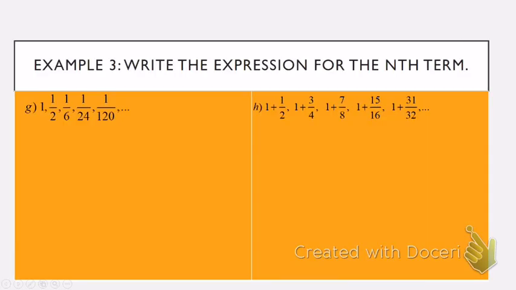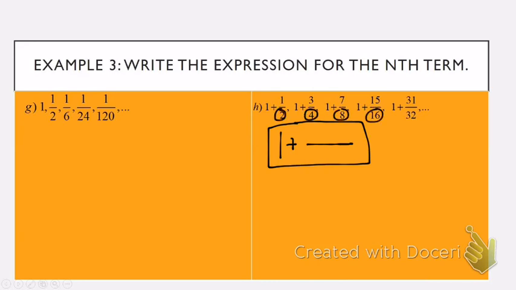All of these terms in the pattern have a 1 plus a fraction. So my rule is going to be 1 plus something. Well, if I look at my denominators, they are the same denominators as I had before.